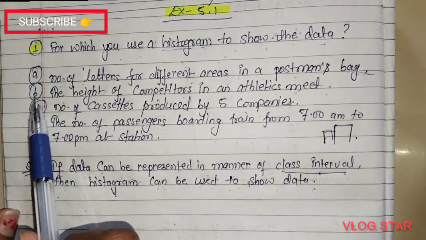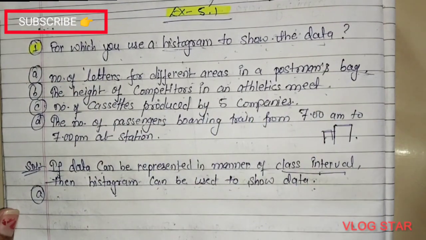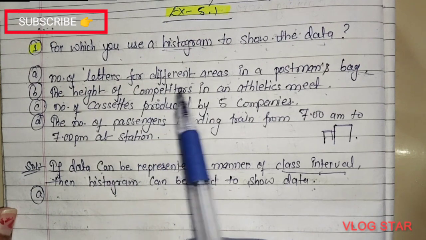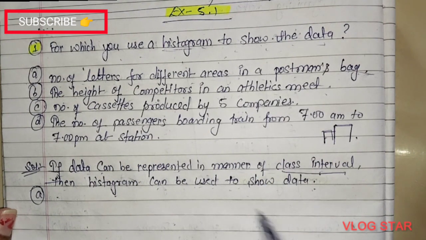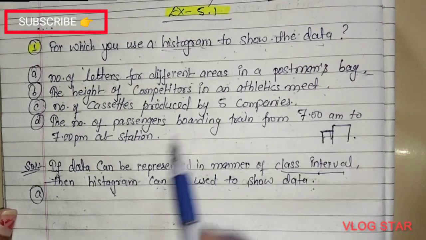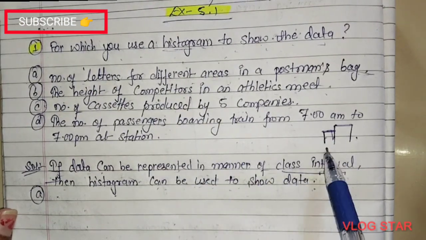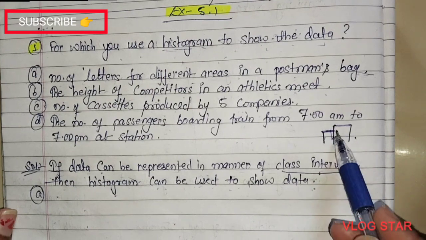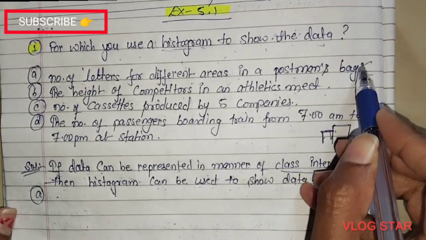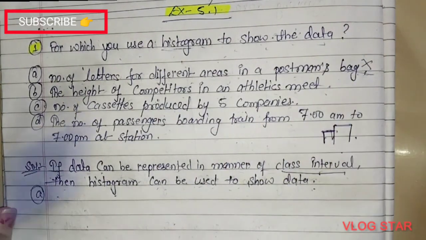So the first question is the number of letters for different areas in a postman's bag. We can't represent it in an interval, because the different areas gather different letters, so it can't be represented in interval form. So this will not be a histogram. We can't write it in a histogram.